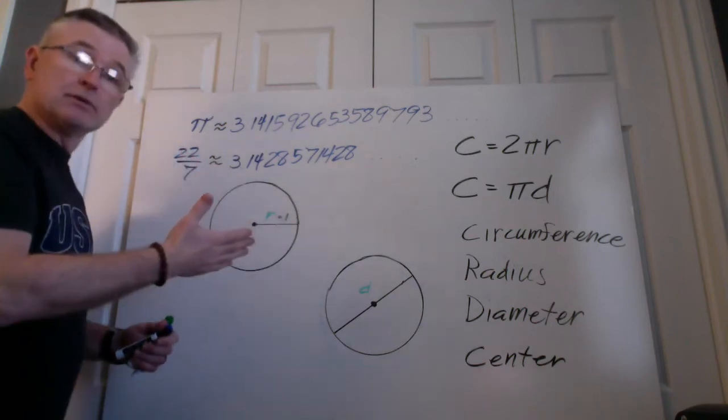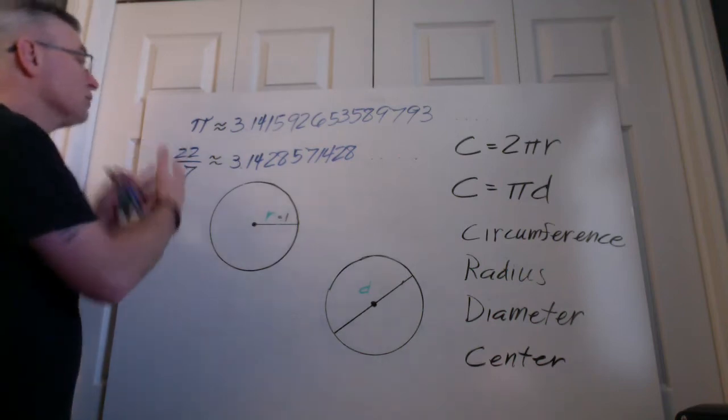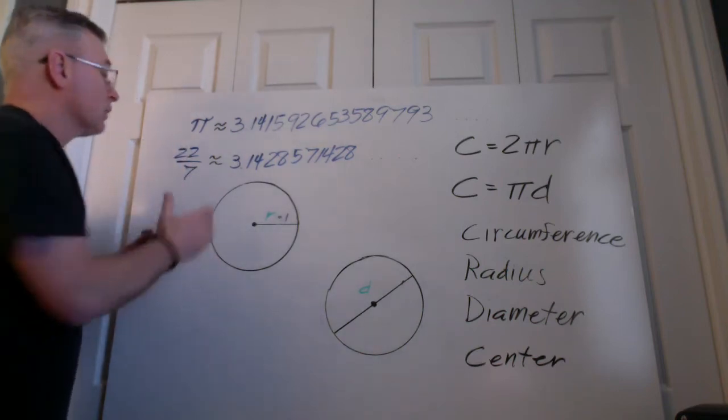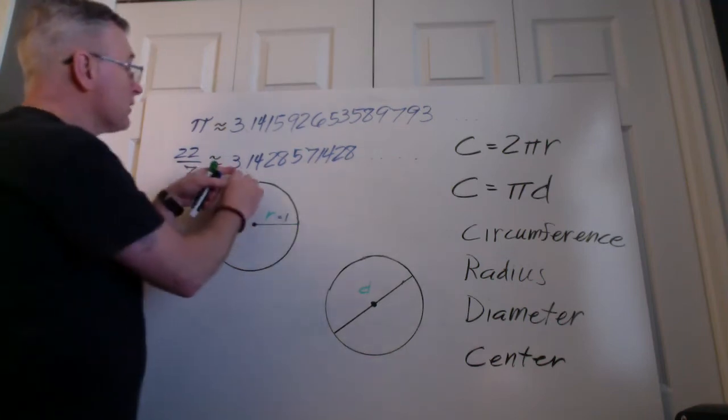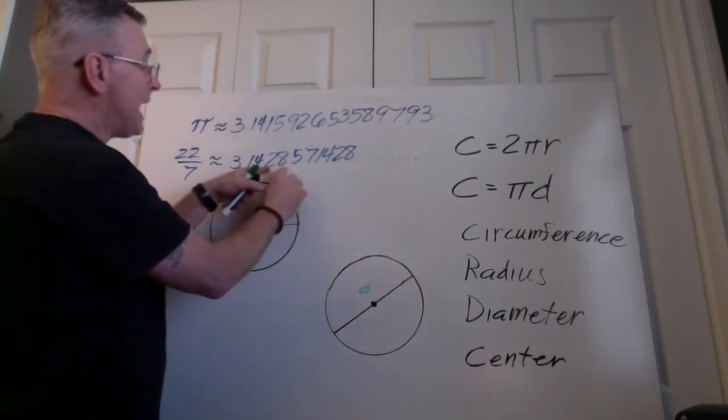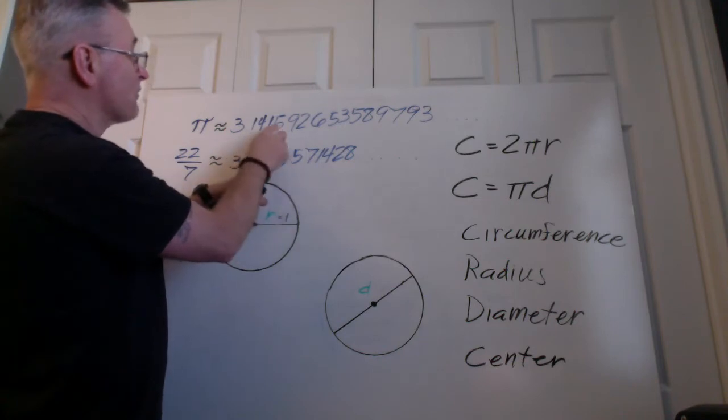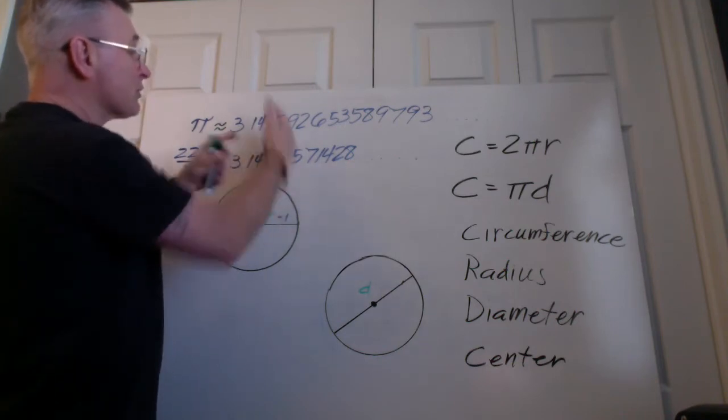Another thing that we use for pi is 22 over 7. Now 22 over 7 is an estimation of pi. And you can see that when it goes out, 3.1428, it's not the same. This is 1.5 and this is 2.8. So they're not the same.